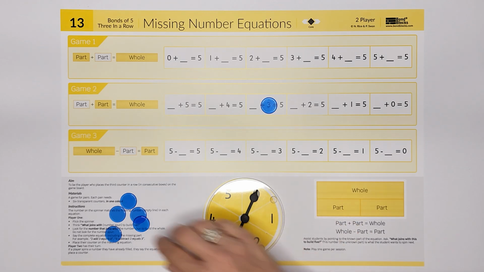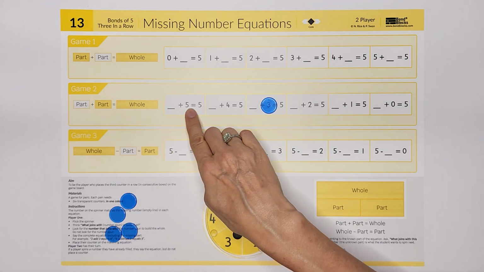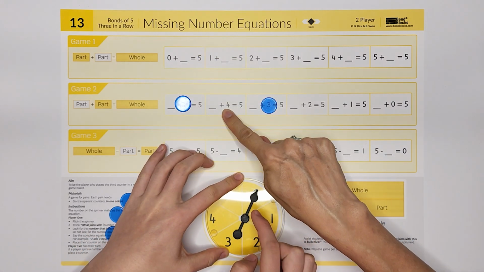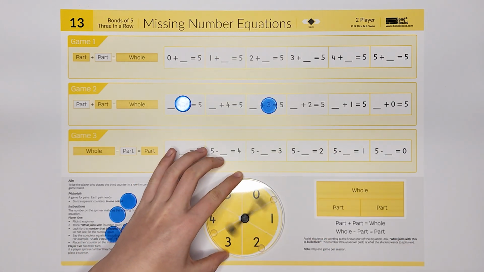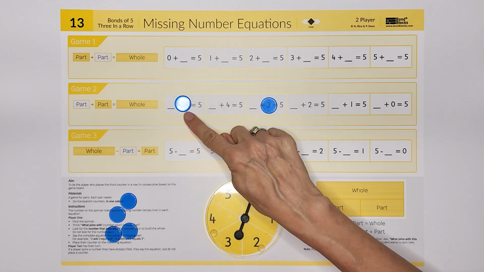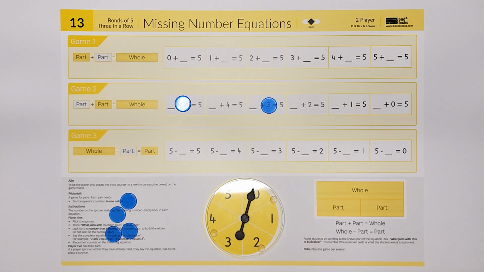I've spun a part of 0, and I'm going to put it here and say 0 add 5 equals 5. And Karis, if you spin a 1, you win. 0 add 5 is 5. You can only say it but can't place a counter.